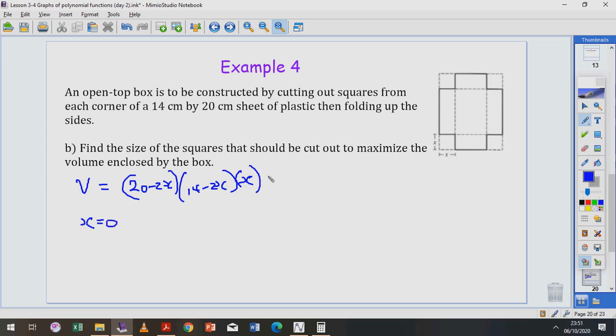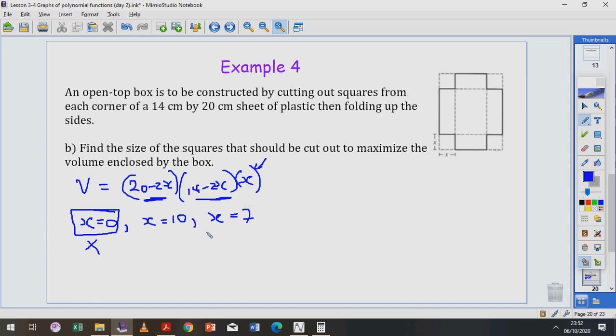will be x equals 0. That one is coming from this one. Then if I equate this bracket to 0, I'll have 20 is equal to 2x, which x is equal to 10. And then from this parenthesis, I'll have x is equal to 7 because I'm equating each of them to 0. So remember, x is the width of the box. So this zero, x is equal to 0, I cannot have a width of a box that's equal to 0. So that's not realistic, so I'm going to discard that one. Then I have x is equal to 10 or x is equal to 7.